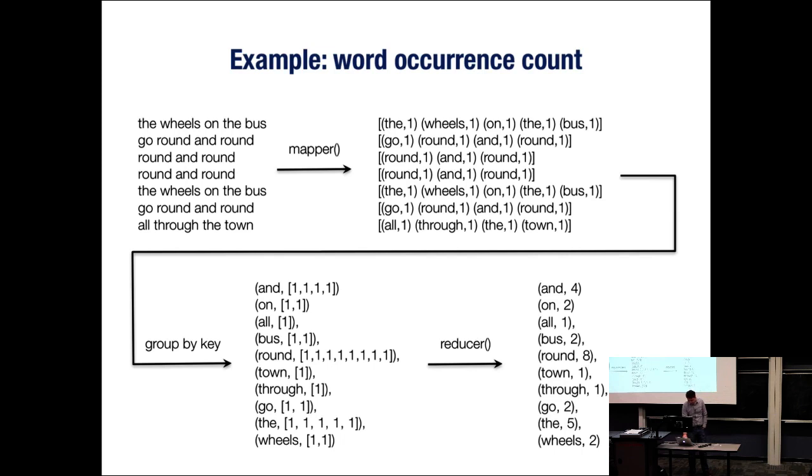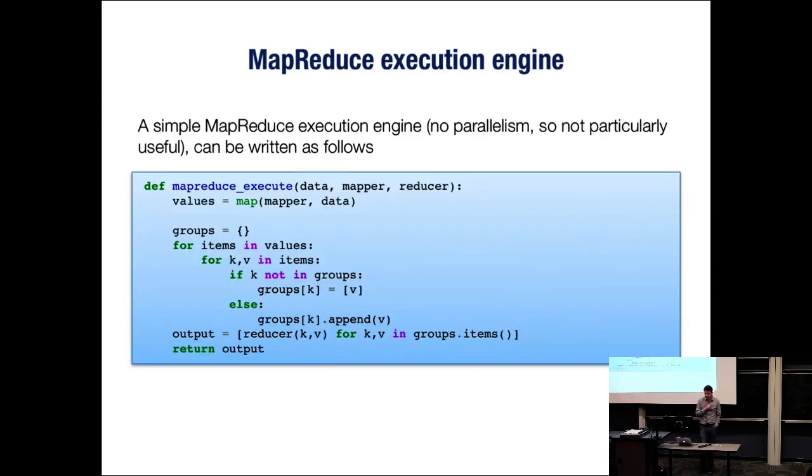So let's see what this looks like from the execution engine standpoint. Here is a simple execution engine for what the task is actually running. This MapReduce function takes as input a data list, that's a list of the things you're going to operate on, a mapper function, and a reducer function. The first thing it does, just like before, is run the mapper function on each element of data and compile a new list, which I'm calling values here.